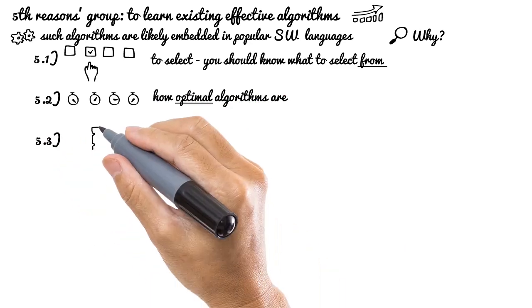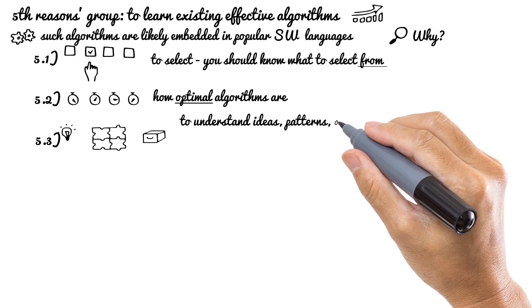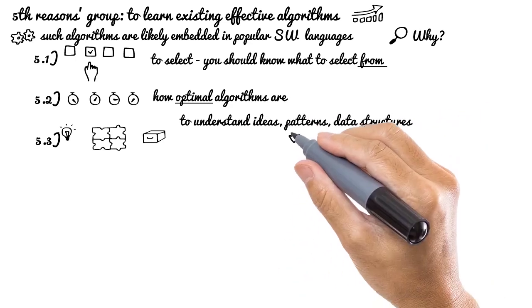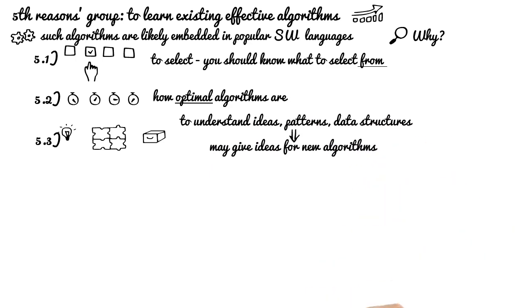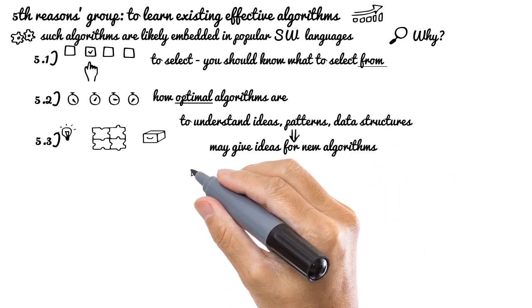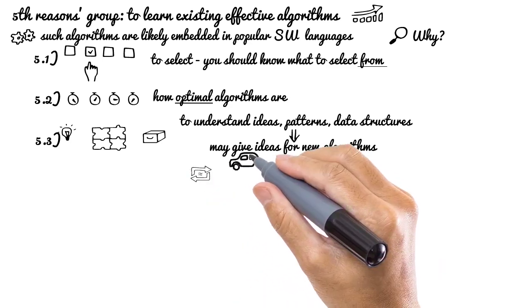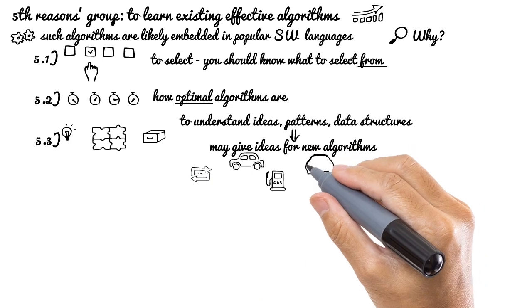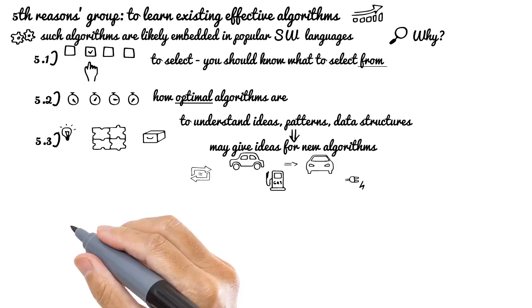Another reason to learn implemented algorithms is to understand basic ideas, implementation patterns, and data structures used, which may give you ideas for implementing new specific proprietary algorithms in production, not yet among those available. It's like having wheels and gasoline and diesel cars implemented, and you decide to invent a new type of car, an electric one, using the same 4 wheels but a different implementation.